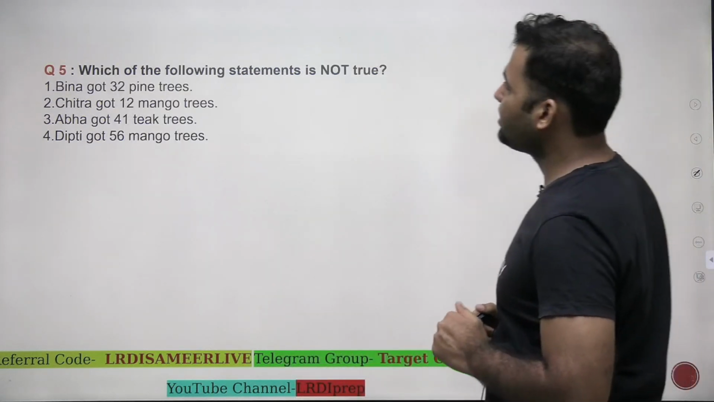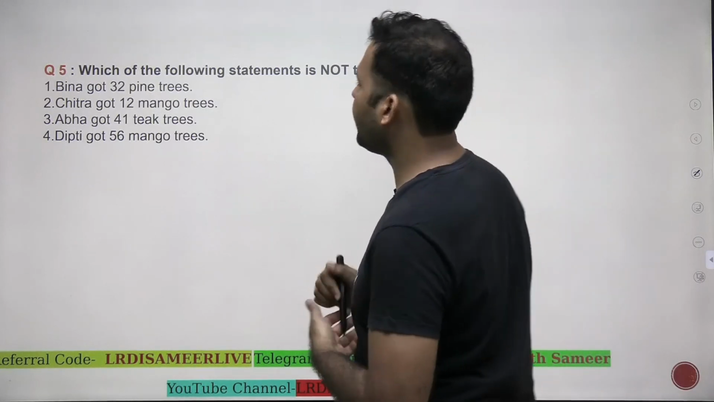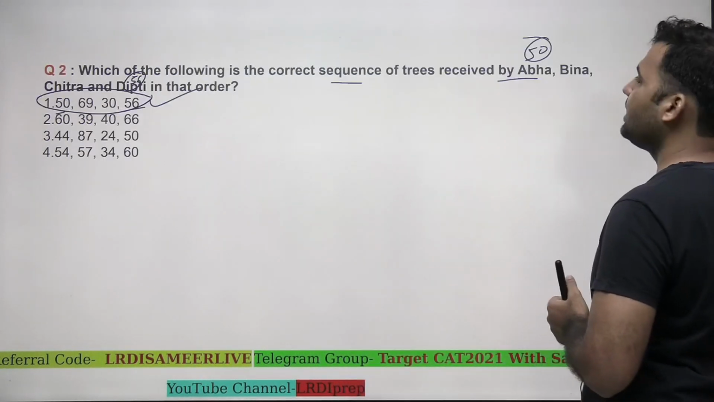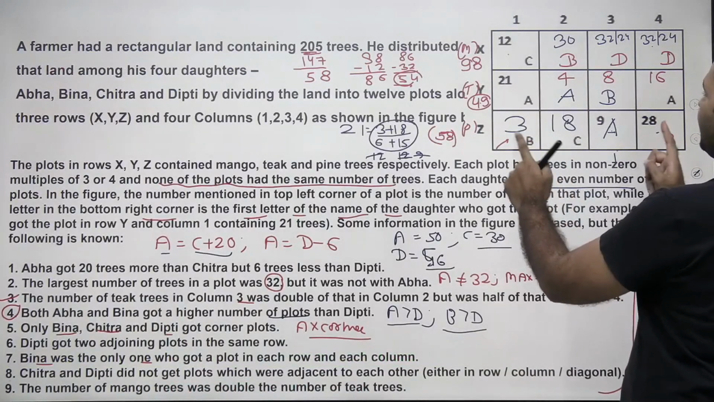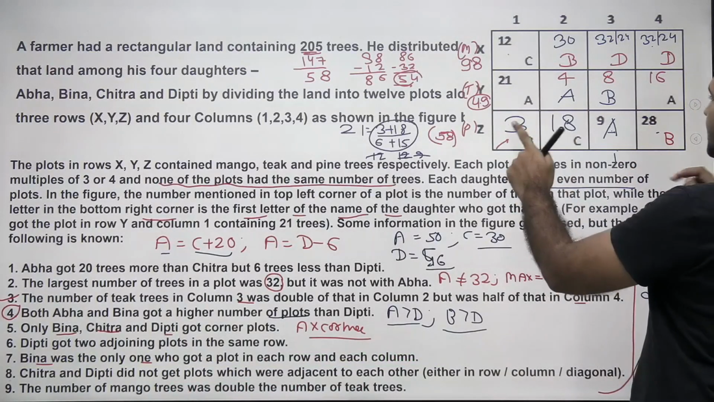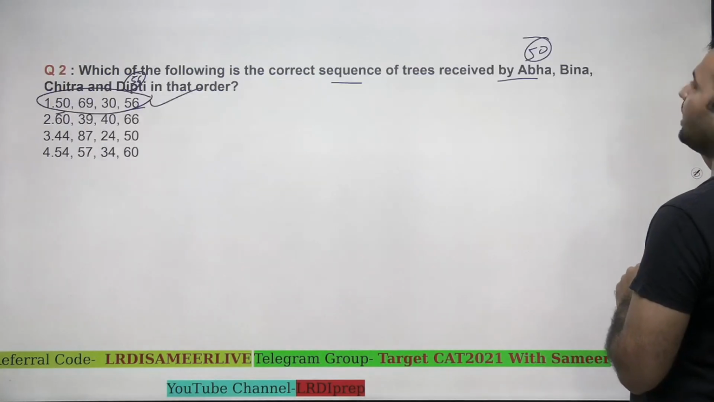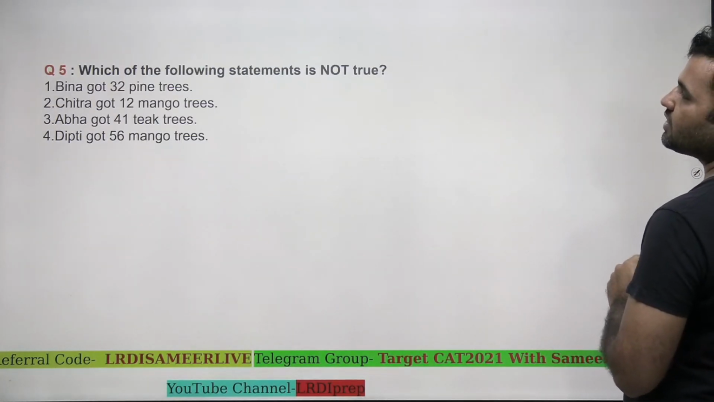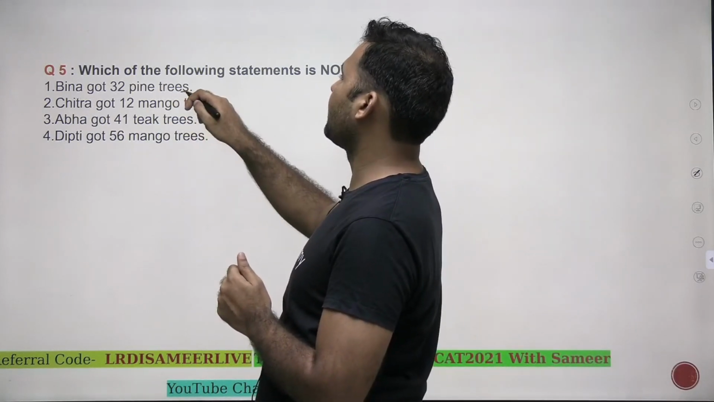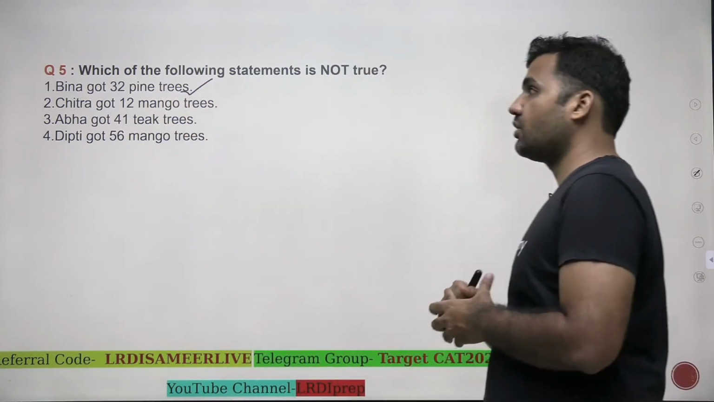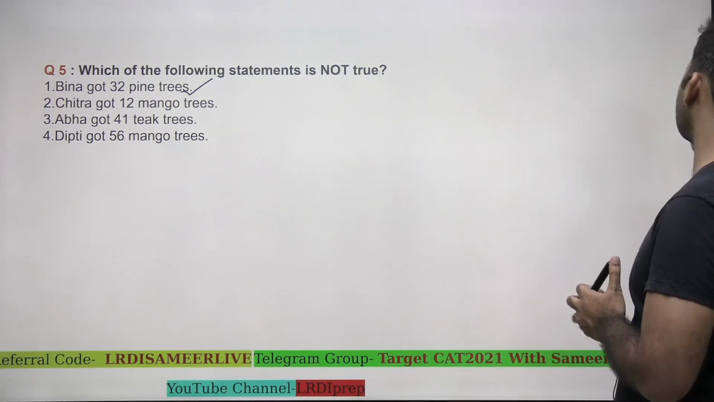Which of the following statements is not true? Bina got 32 pine trees. Let's check. No, Bina is getting 31 pine trees, 3 here and 28 here. I'm supposed to find out which of the following statements is not true. So yes, Bina got 32 pine trees is a wrong statement. That's the not true statement, right? So this is the correct answer.